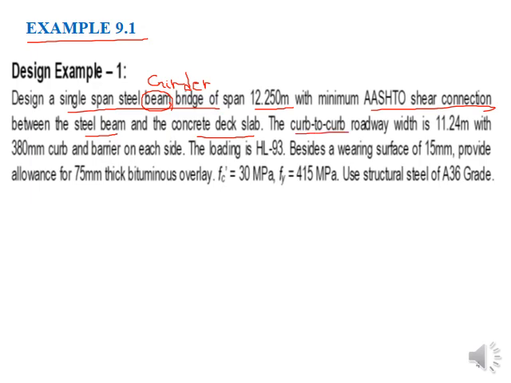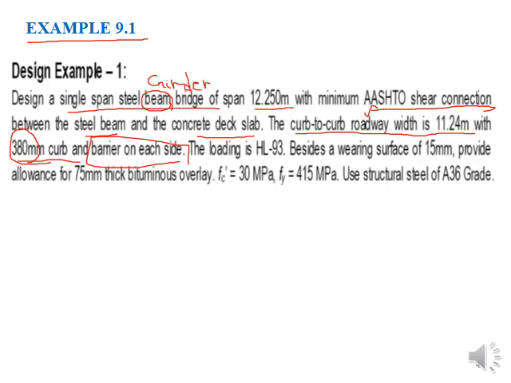The curb to curb roadway width is 11.24 meters. So the roadway width is also given from curb to curb from both of the sides. So along the cross section the roadway width is 11.25 in lateral direction with 380 millimeter curb. So curb dimension is also given. After this 11.24 meter on both of the sides, 380 millimeter curb has been provided, and a barrier on each side. So the barrier has also been provided, and you have to include the weight of the barrier and the curb also for the calculation of the dead load.